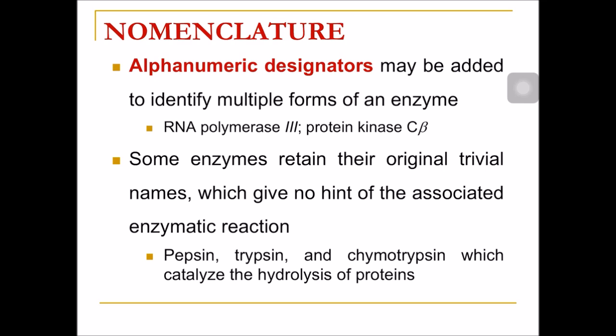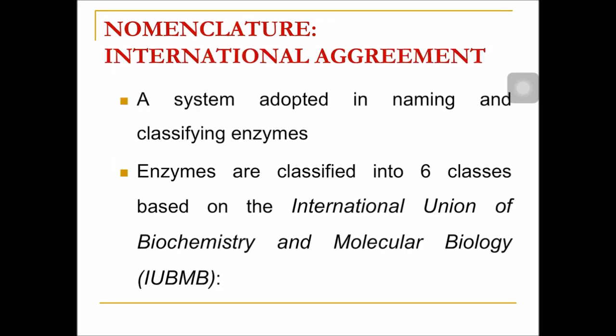We can also have nomenclature like alphanumeric designations, like for instance RNA polymerase 3, DNA polymerase 1, DNA polymerase 3, RNA polymerase 1, and so on. O kaya Greek alphabet, like protein kinase C beta. And then some enzymes retain their original trivial names, like for instance pepsin, trypsin, and also chymotrypsin, all of which are responsible for hydrolysis of proteins.